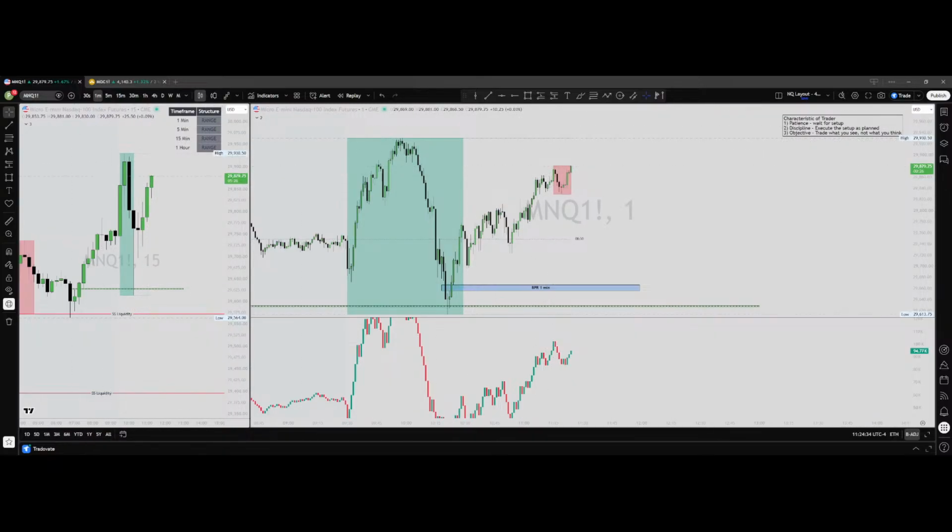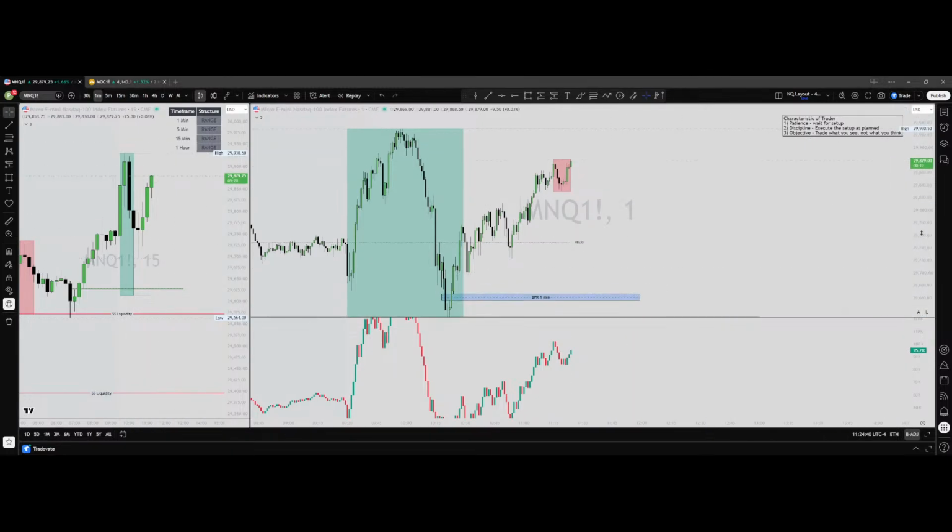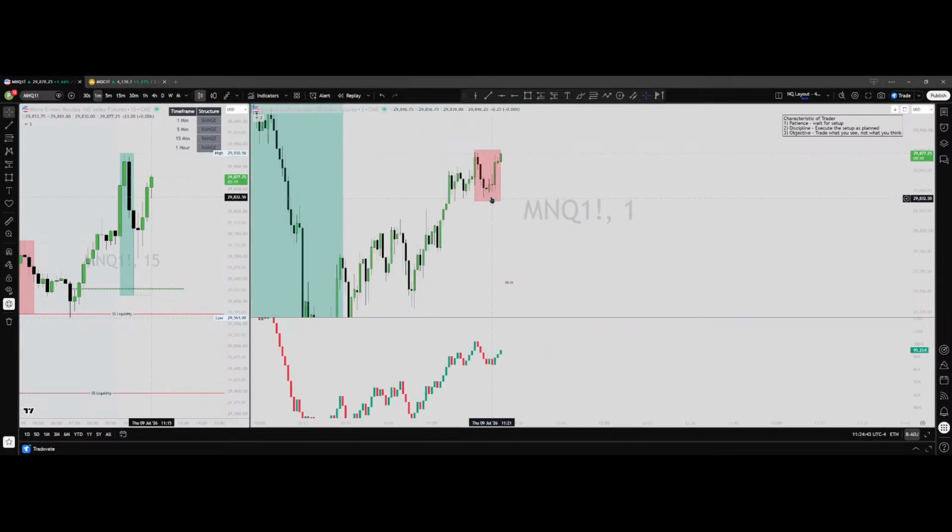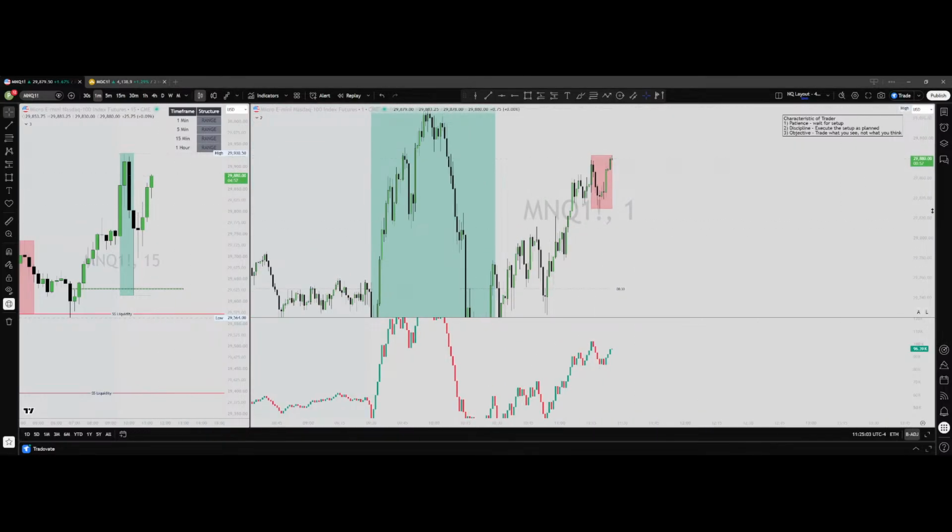The reason why we do not enter before the signal actually gets printed is this, and it must satisfy that condition as well. Anybody entering here, that low has been taken, but there was no proper closing below that. Two hours into this trading session, we did not take any trade.